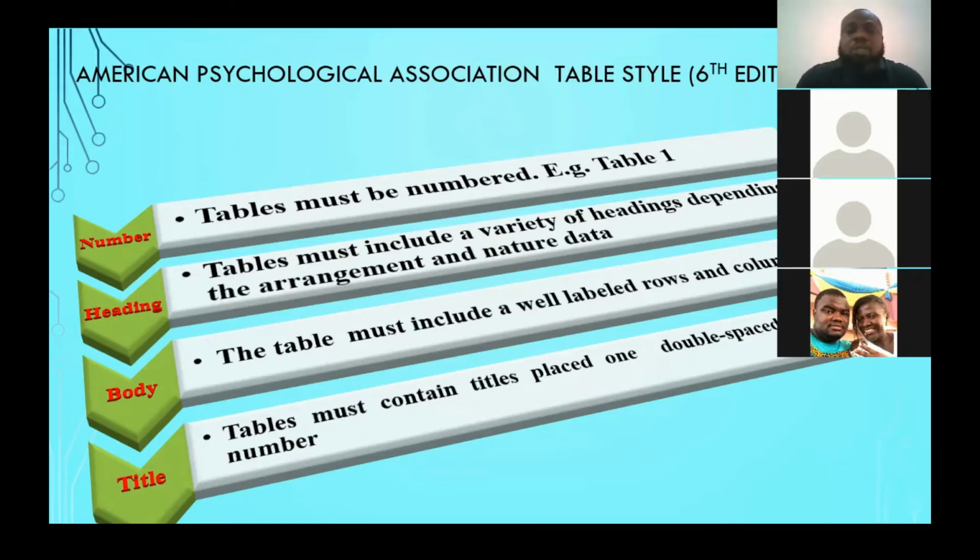After you have numbered the table, the next thing that will follow is the title of the table. Every table in APA standard or APA style must have a title. After that, the table must have a heading. Each column must properly be headed, including the rows if you have rows, stating clearly what they stand for. A table must include a variety of headings depending on the arrangement and the nature of the data.